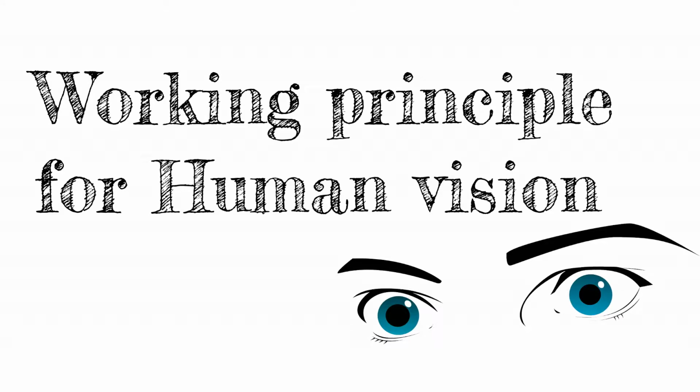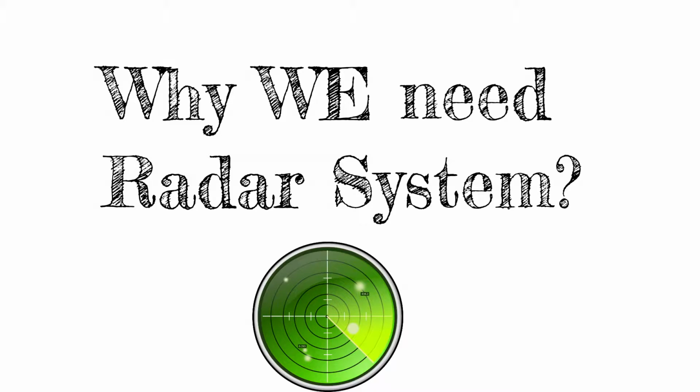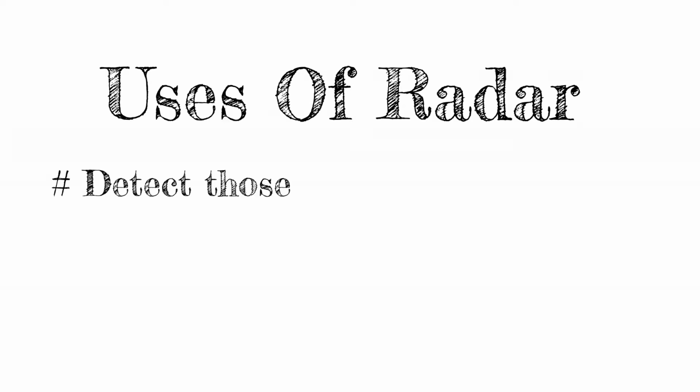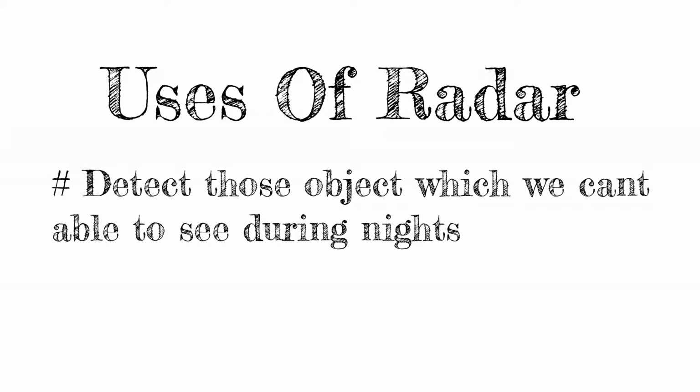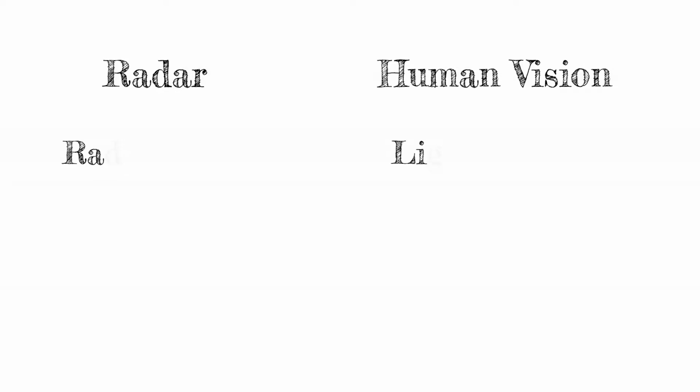So this working principle of human vision is the basic foundation to understand the radar system. To understand the radar system, we need to understand the reason behind its invention. Radar is used to detect those objects which we can't see during the nights because of our limitations. In a radar system, similar to human vision, some waves are used, but those waves are not light waves. In a radar system, we use radio waves instead of light waves, and all the other functions performed by the radar are similar to those of human vision.